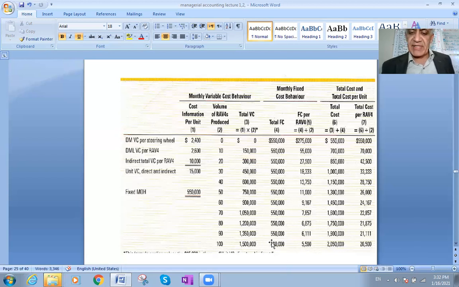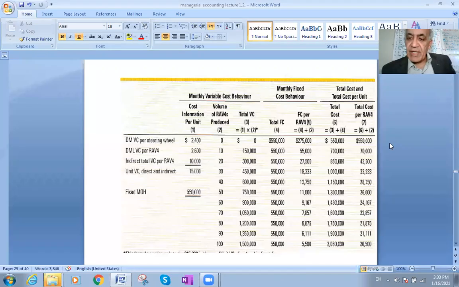As an example, let us take the last number. 1,500,000 is the variable cost, plus the fixed cost, which is 550,000. The fixed cost did not change. Then this number will be 2,050,000. So this plus this gives you this, this plus this gives you this, and so on.